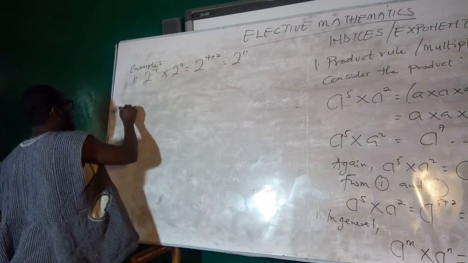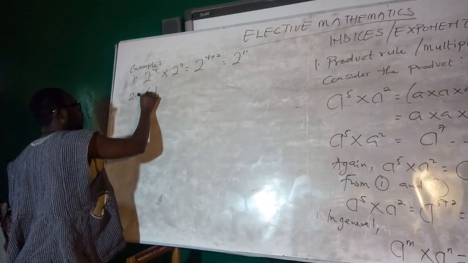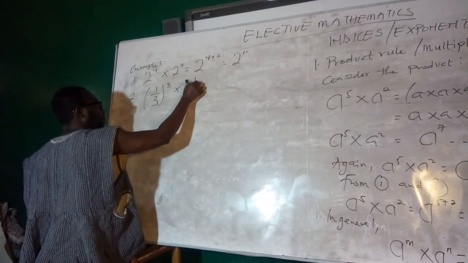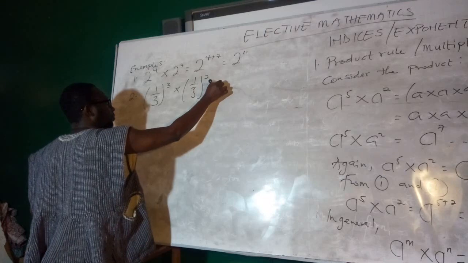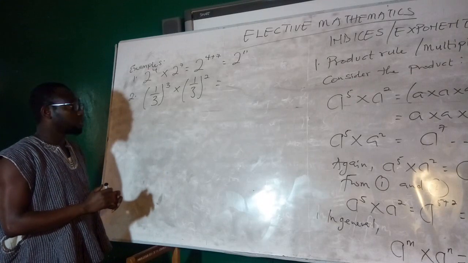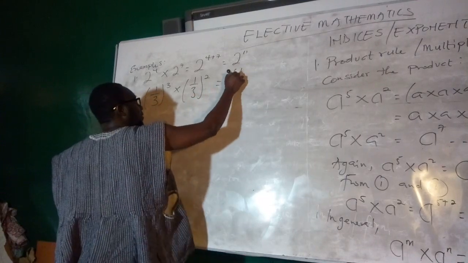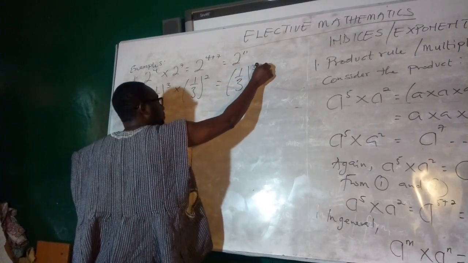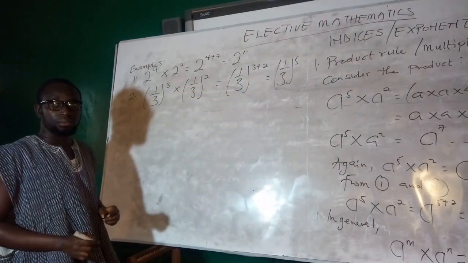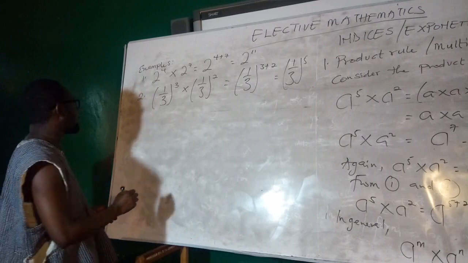Okay, so then let's look at another example. Now these numbers have the same base of 1 over 3. So it means that, and they are being multiplied, so we can add their exponents. So we write this as okay. So with this, let's move on to our second rule, which is the division rule.